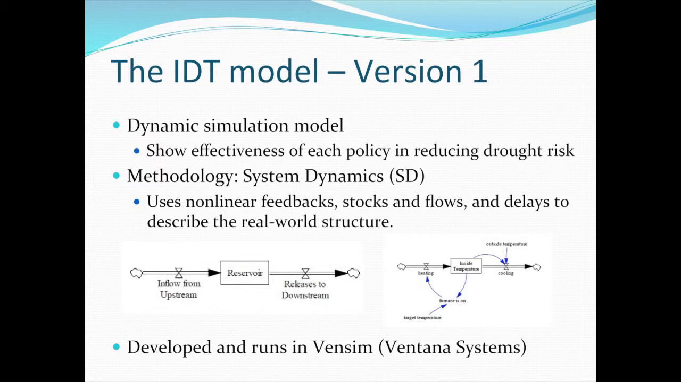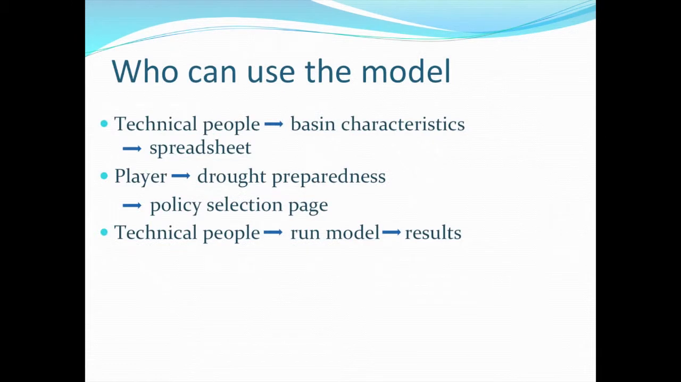We developed and run this model in Vensim software. It's quite like Stella. So let's take a look at who can use this model. Before the game, the technical people set the basic characteristics in a spreadsheet. For example, they input population and annual precipitation to the model, and the model reads the data from the spreadsheet. So it is very easy to change from one basin to another by changing the values in the spreadsheet.